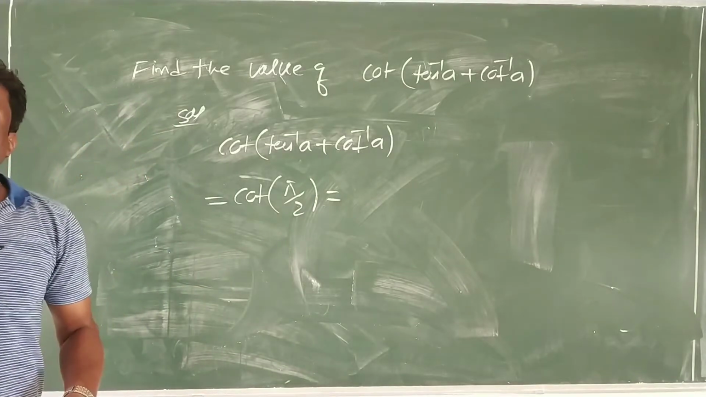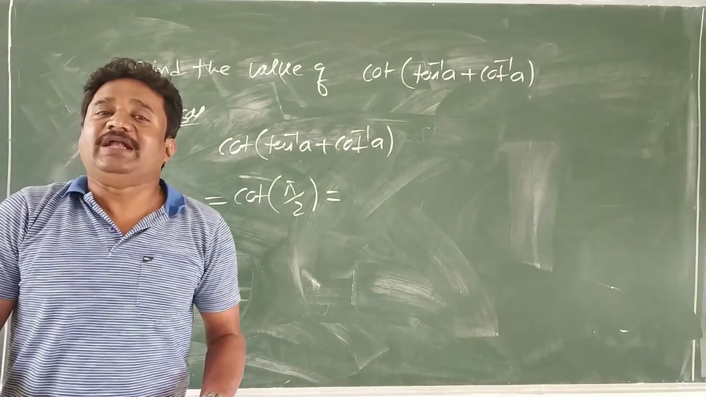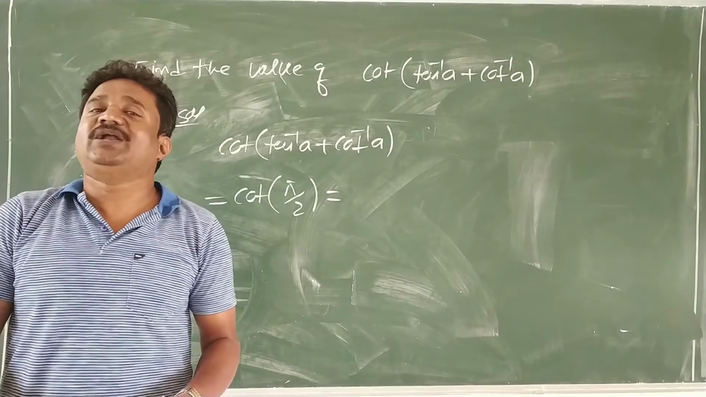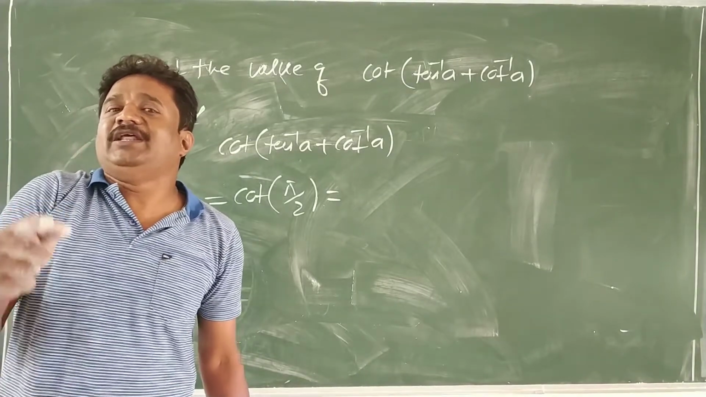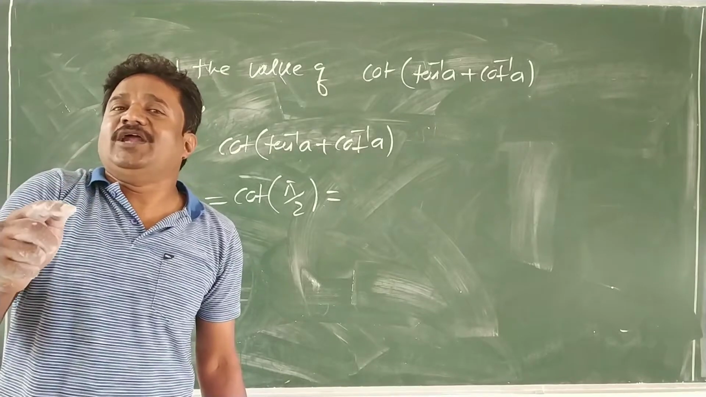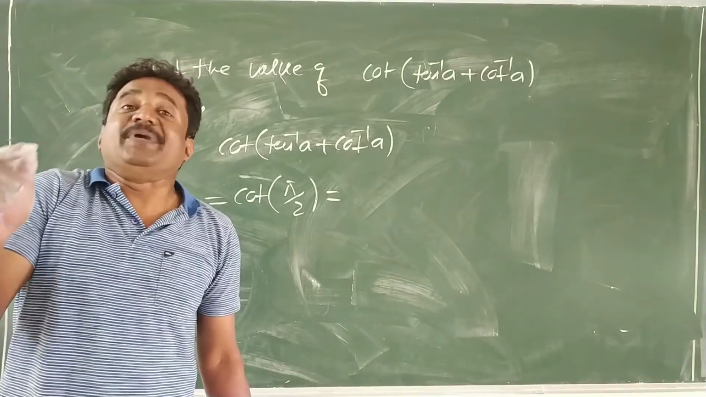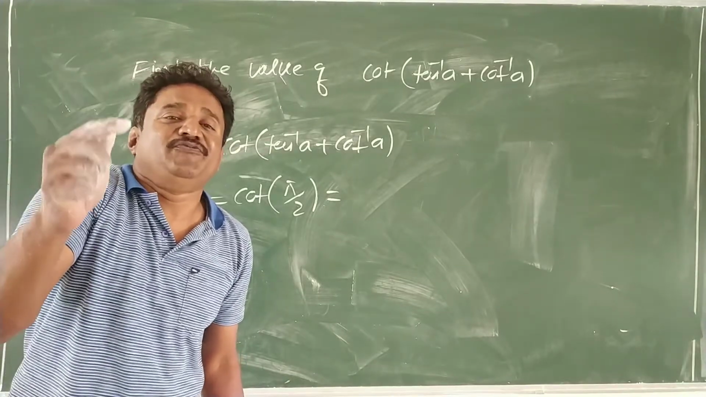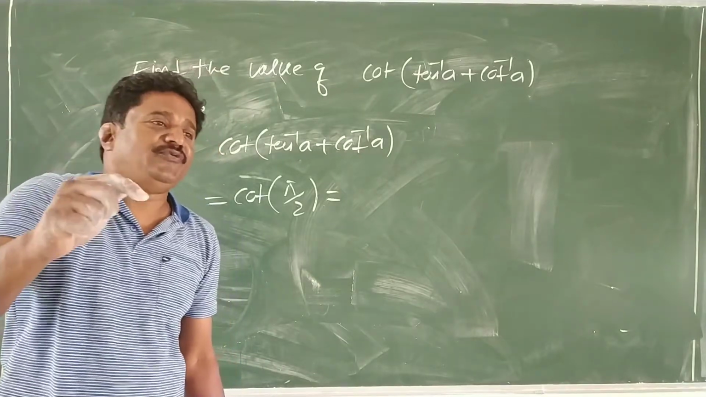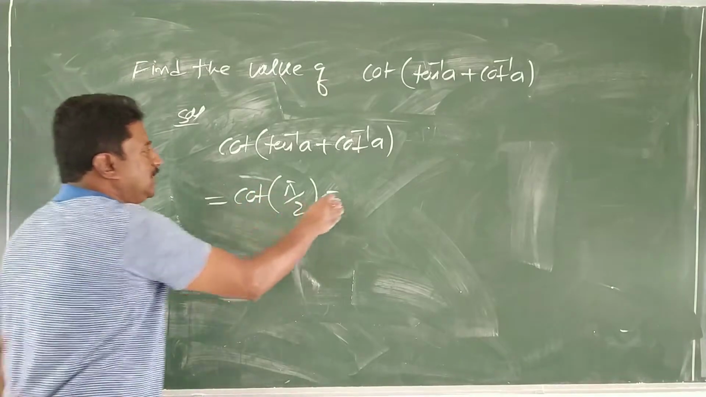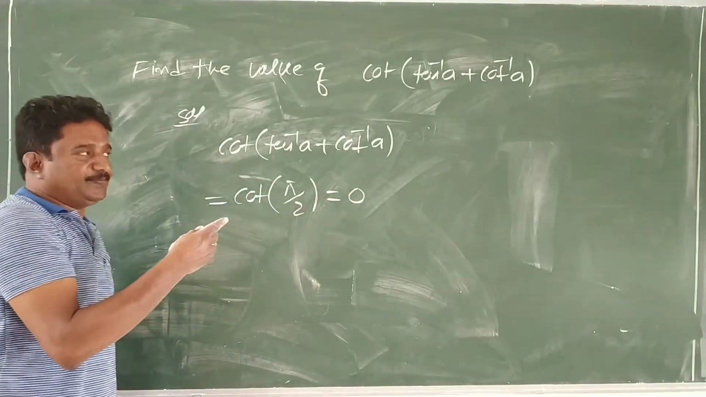Students, you all know very well tan 90 is infinity, it does not exist. If tan 90 is infinity, then cot 90 must be 0, because the reciprocal of infinity is 0 and the reciprocal of 0 is infinity. Right? How much is cot 90? 0. Must be 0.